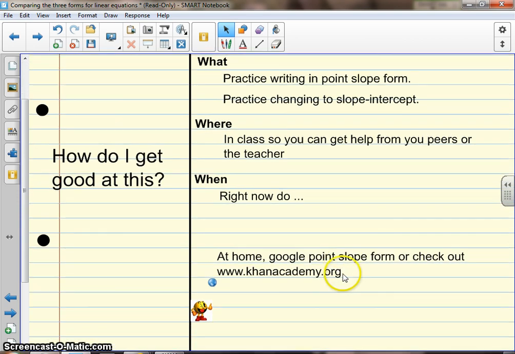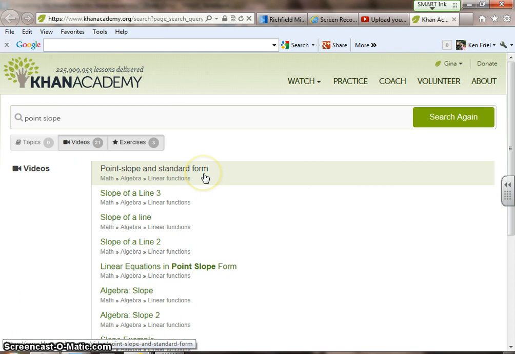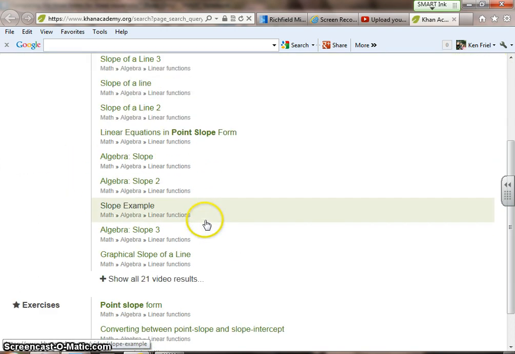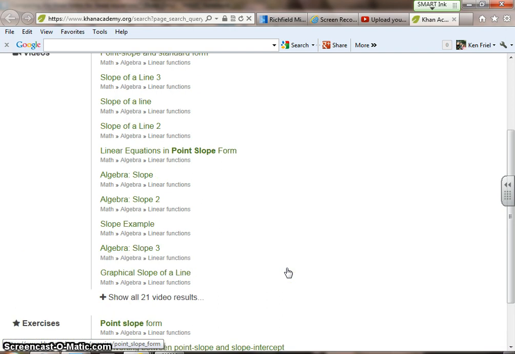And at home, I have a link here for you. You want to check. You can either just go to Google and type in point-slope form, or check out Khan Academy. If you type in point-slope form, there's some good information. I put a link here, bring you to Khan Academy. And in here, we have point, slope, and standard form, some videos. I think if you scroll down here, some practice on those should help you out.